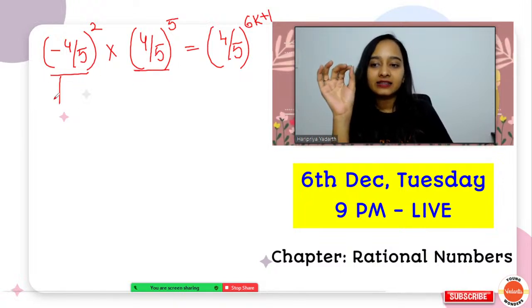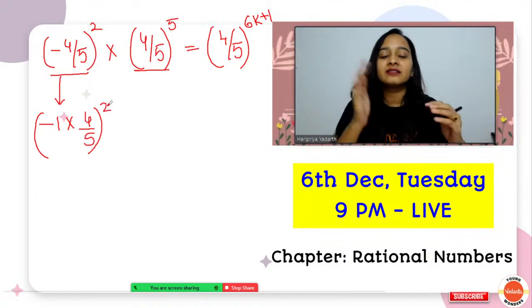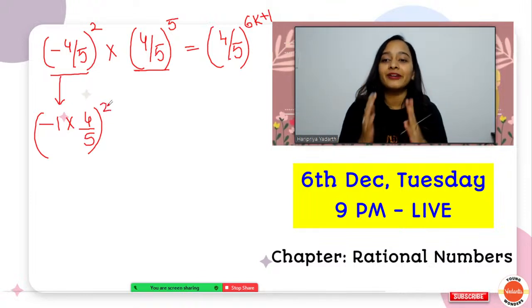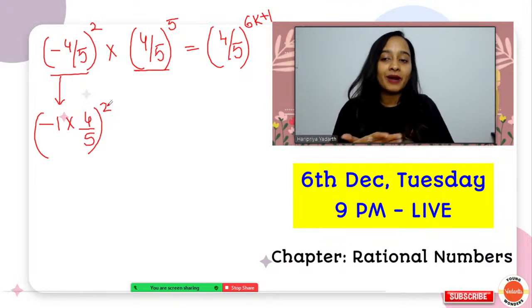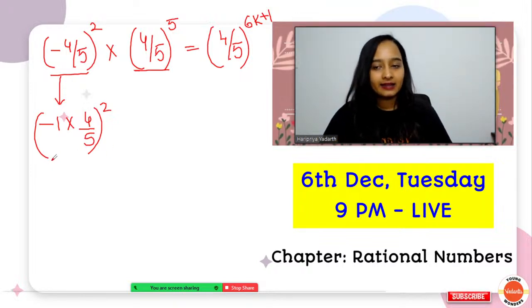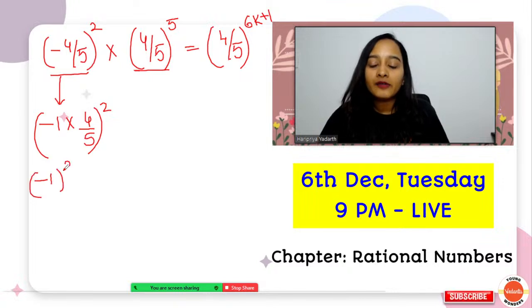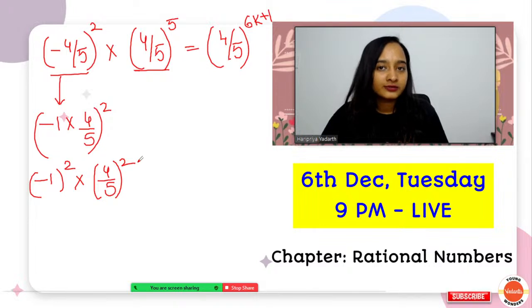Now understand this concept. -1 multiplied with 4 by 5 whole to the power 2. Can I write -4 by 5 as -1 into 4 by 5? Yes or no? Supriya, you tell me. Yes, ma'am, because 4 into 1 is 4 and the sign will be negative, so yes. Exactly. So now -1 to the power 2 multiplied with 4 by 5 to the power 2. I can write this also. I've split the power here.